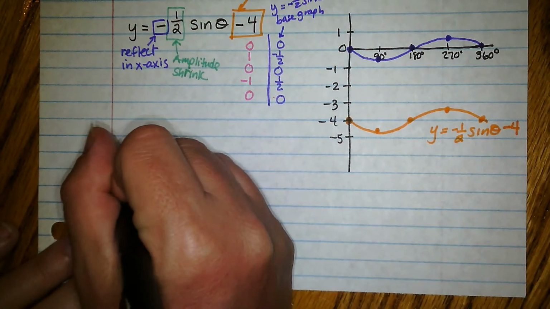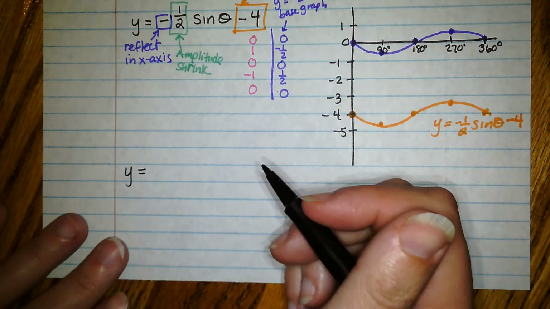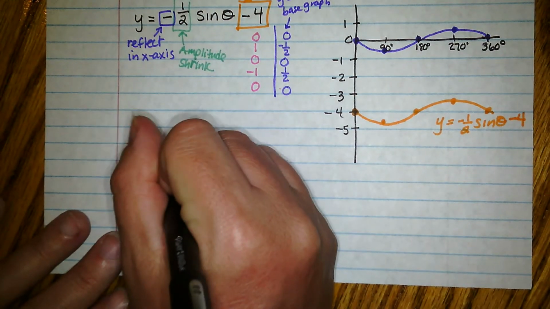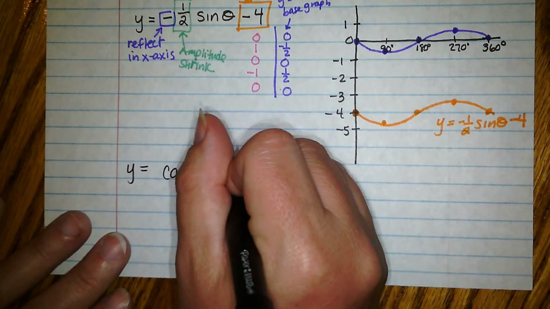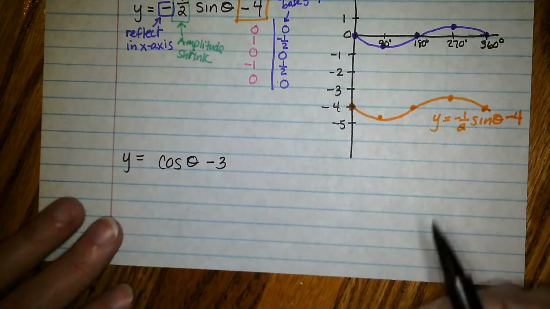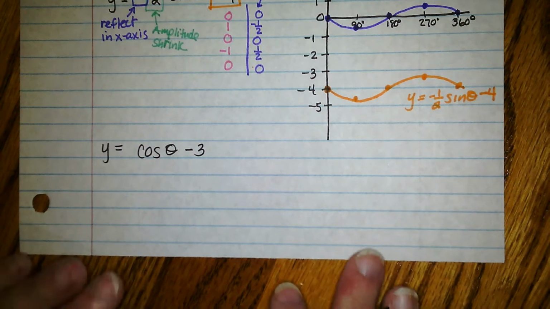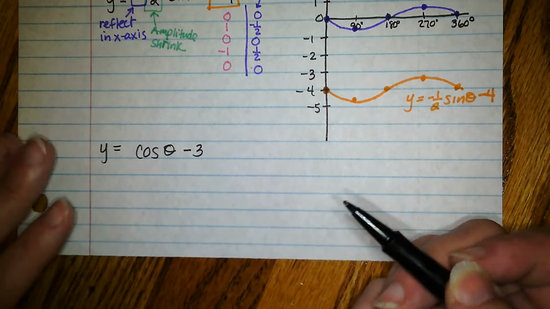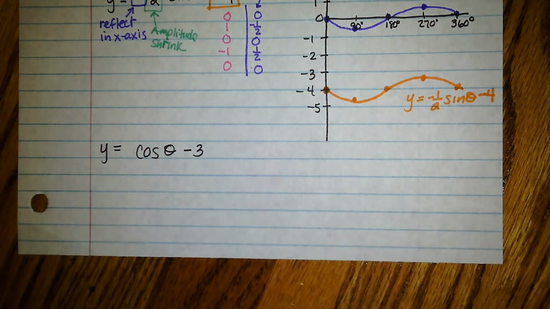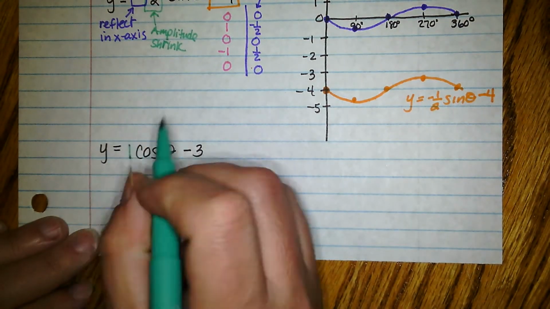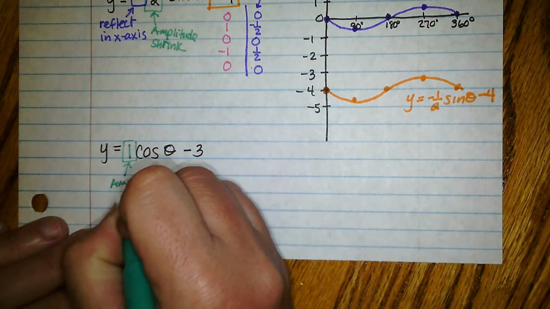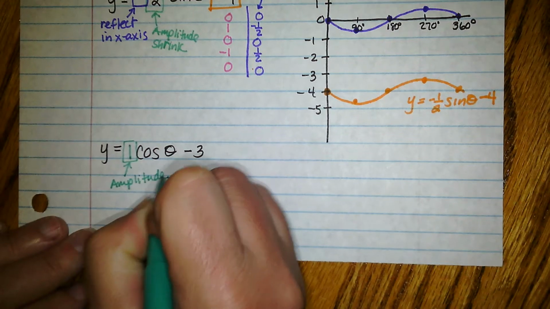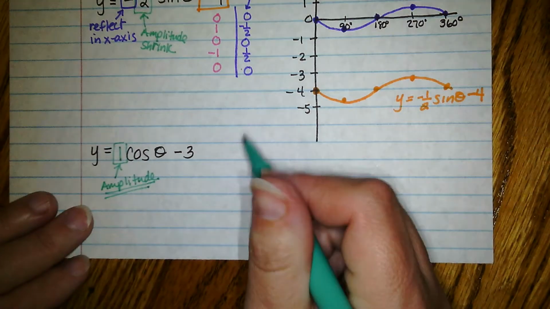So if I have y equals, and I'll do an easy one, cosine theta minus 3. So basic cosine theta minus 3. We can't forget our basic cosine. So the first thing you need to know is that the amplitude is 1. So even though there's no number there, that amplitude is always a multiplier in front, so the amplitude is 1. That means that we're going to go up 1, down 1.